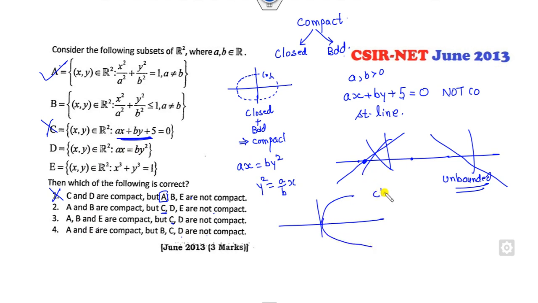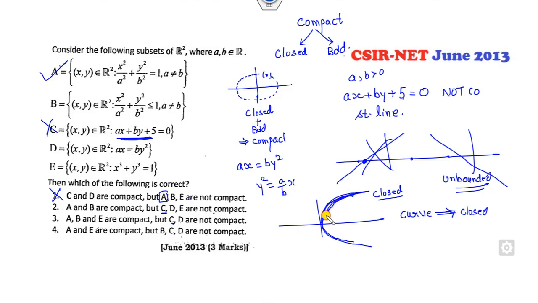So it is closed. And is it bounded? No. What can you say about that? Is it closed or bounded? How can you check? This is a curve. Always remember, whenever you have a curve, it is always closed. So this is closed, but it is unbounded.